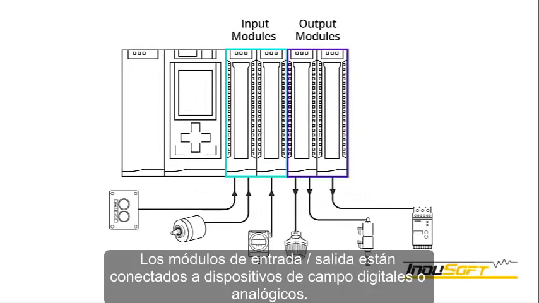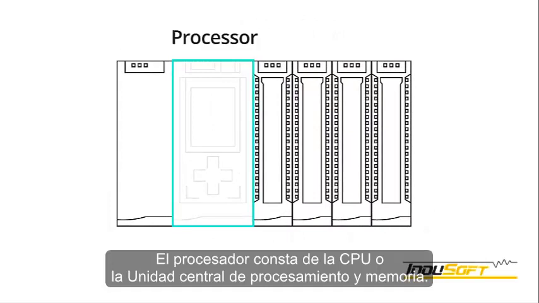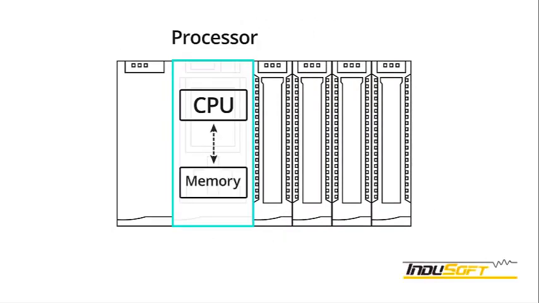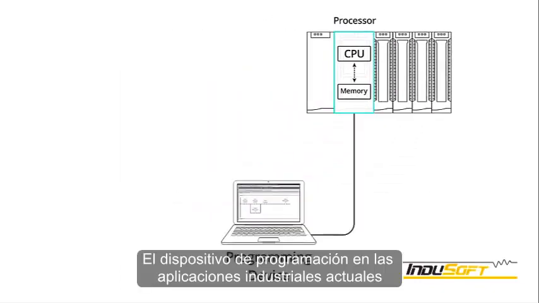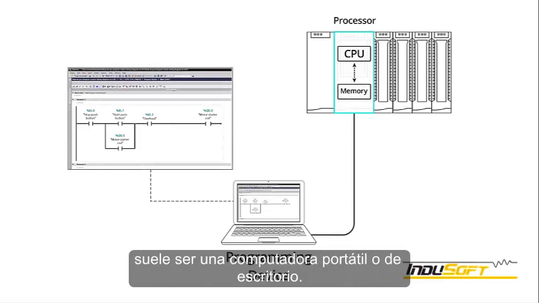The input-output modules are connected to digital or analog field devices. The processor consists of the CPU, or central processing unit, and memory. The programming device in today's industrial applications is usually a laptop or a desktop computer.